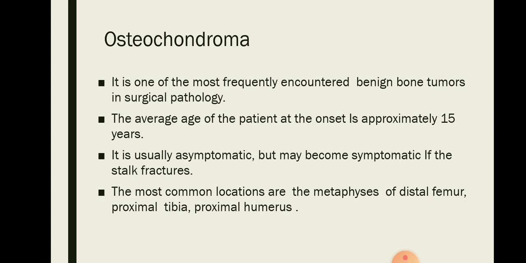Coming to the review of literature, osteochondroma is one of the most frequently encountered benign bone tumors in surgical pathology. The average age of the patient at the onset is approximately 15 years. It is usually asymptomatic but may become symptomatic if the stalk fractures. The most common locations are the metaphysis of distal femur, proximal tibia and proximal humerus.